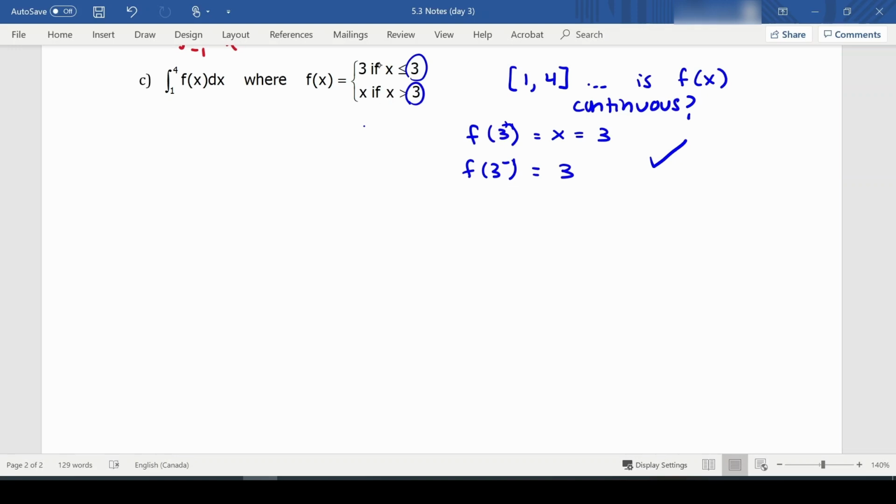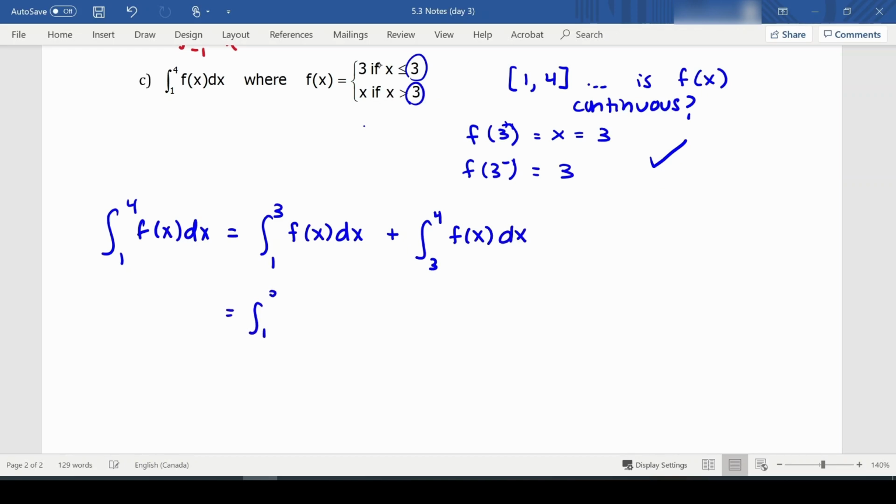Now, when we do the integral of a piecewise function, we're going to break it into the two pieces. We're going to go from 1 to 4, but we're on a different piece in different portions of this integral. From 1 to 3, our f of x is different than when we are going from 3 to 4. From 1 to 3, we are less than 3. Our function is just 3. But from 3 to 4, we are bigger than 3. Our function is x.